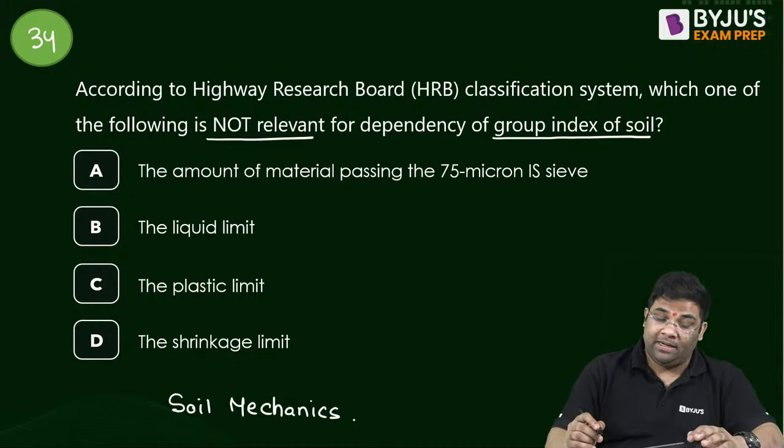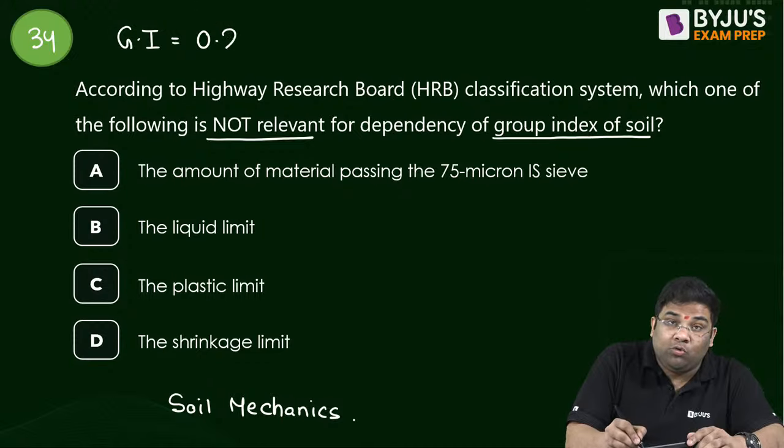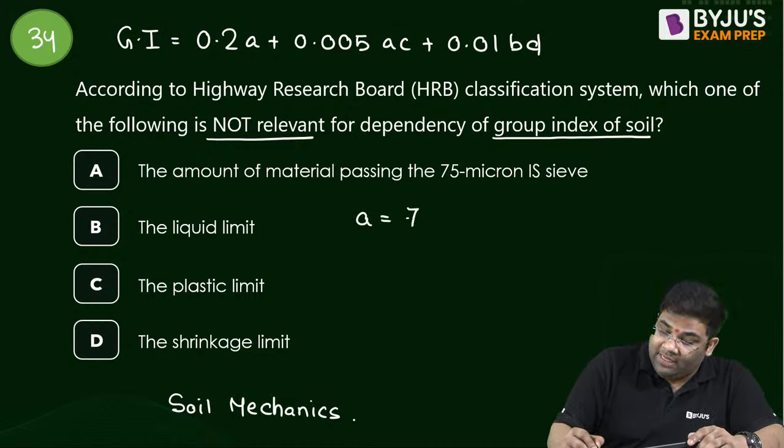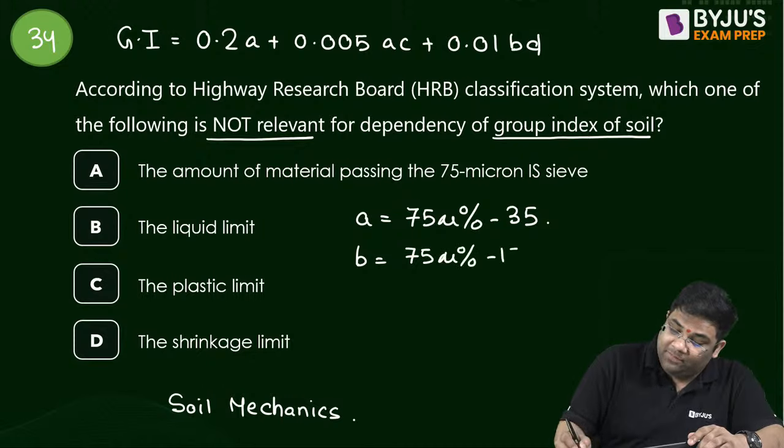The following is not dependent. Okay, what is the formula for group index? The formula for group index is 0.2a plus 0.005 AC plus 0.01 BD. What was A? A was the 75 micron passing minus 35, right? What was B? 75 micron passing minus 15. What was C? Liquid limit minus 40, and D is your plasticity index minus 10.